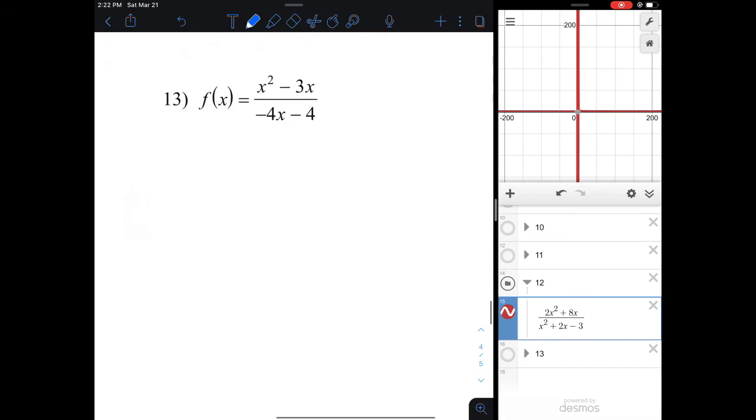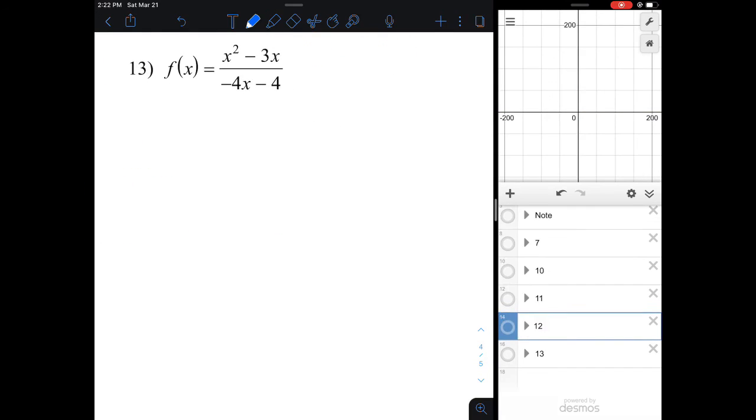Last problem here, number 13. So number 13, I want to determine, is there a horizontal asymptote? We go find the highest degree of x, which is x squared, and the only place that has it is in the numerator. This is top heavy. If the numerator has the highest degree term of x, there will be no horizontal asymptote.